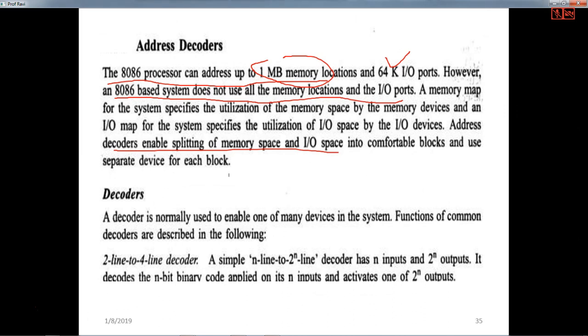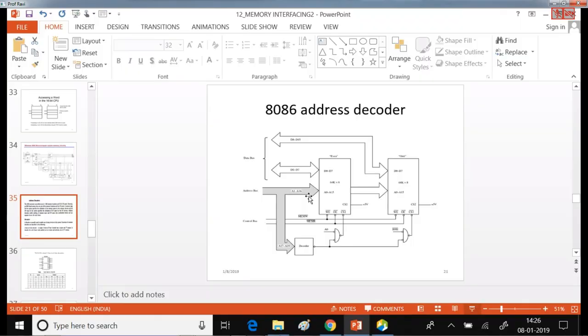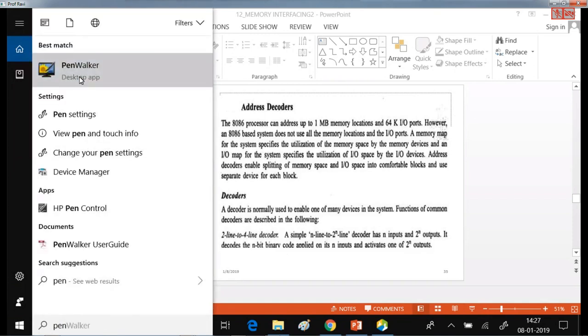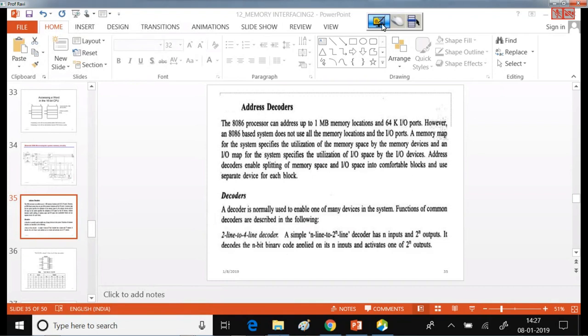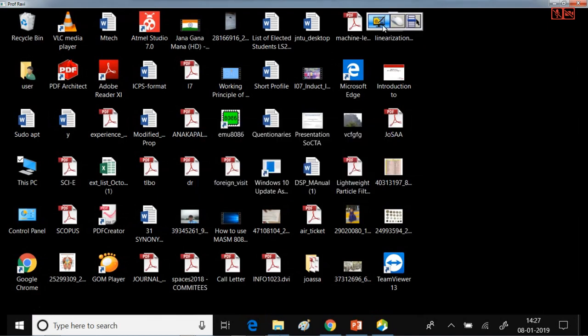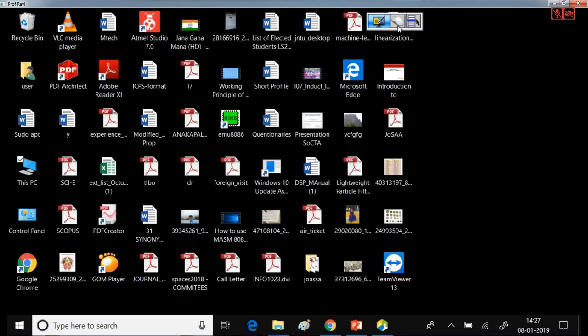Here we have to discuss a concept: how exactly the memory addressing system is used in the 8086, or Intel based systems. So now let me take the memory.